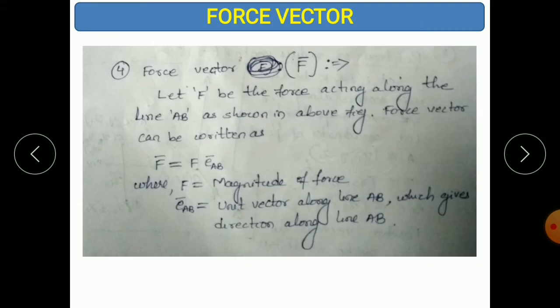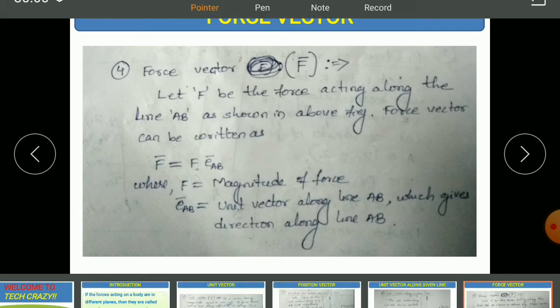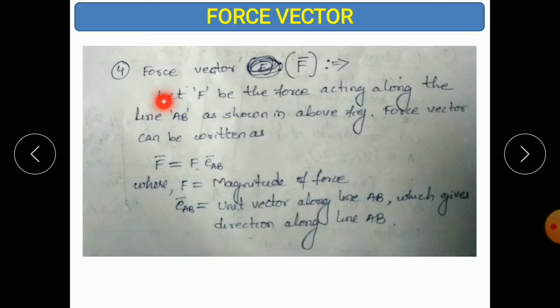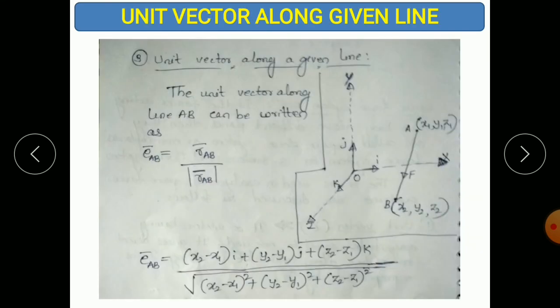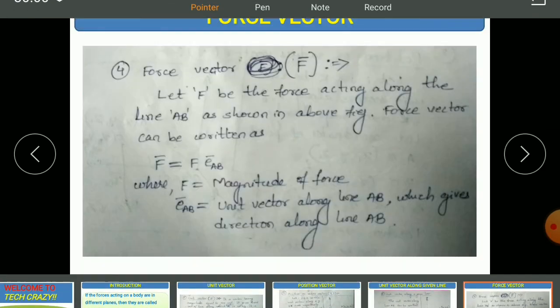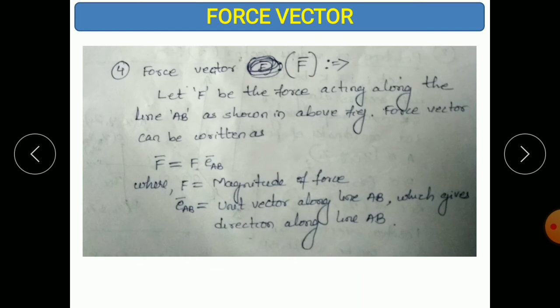So next is force vector. Force vector, so here you can see, it is denoted by F bar. Let F be the force acting along the line AB as shown in the above figure. So that is this figure, it is shown here. Force is F acting along the line AB. Force vector can be written as F bar is equal to F into e bar AB.